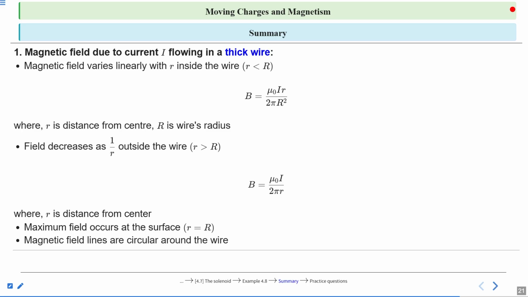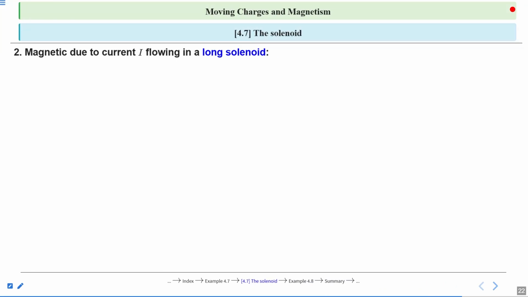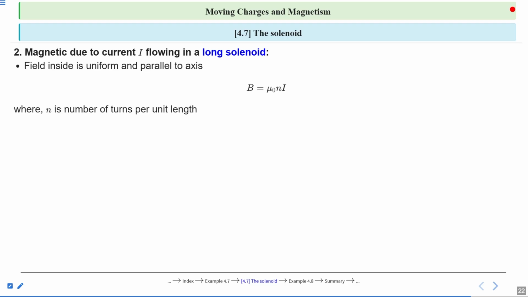So magnetic field lines are circular around the wire. Magnetic field due to current I flowing in a long solenoid. The field inside is uniform and parallel to the axis. So in a long solenoid, the magnetic field inside is strong, uniform and parallel to the axis. That is B equal to mu naught n I, where n is the number of turns per unit length.